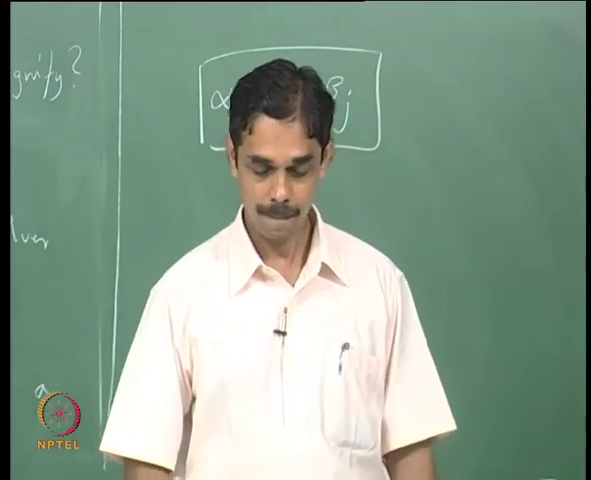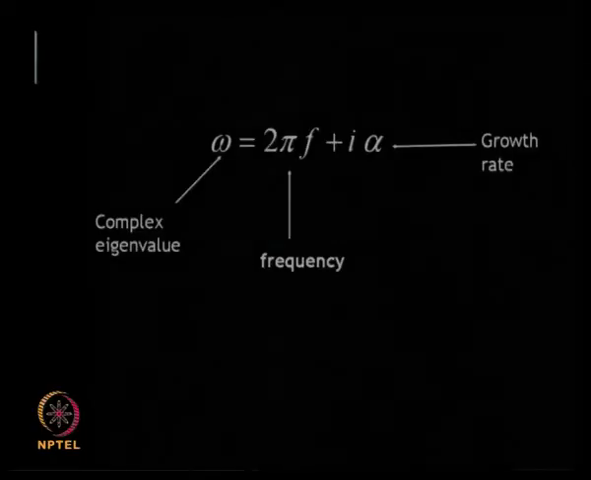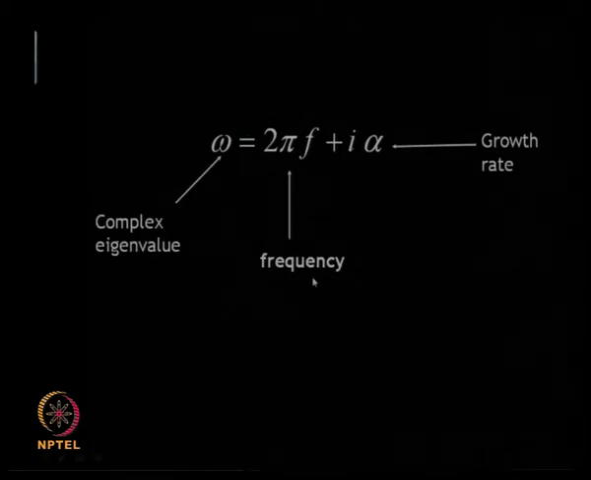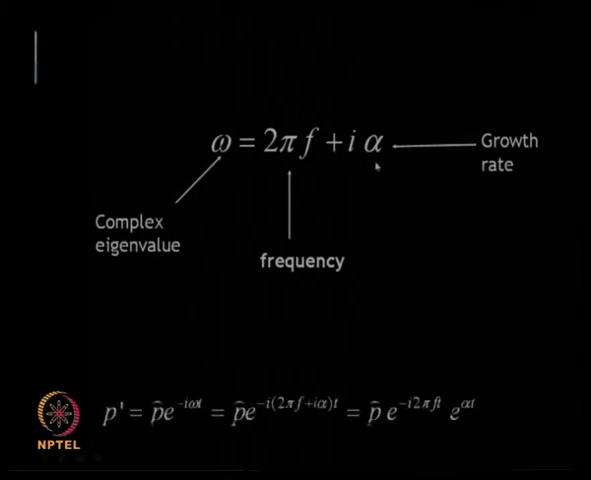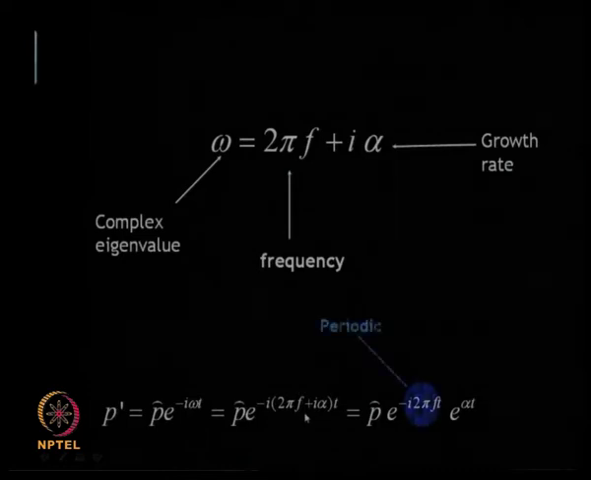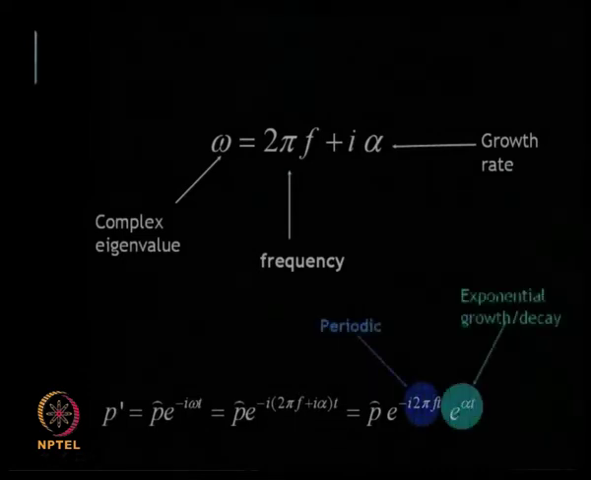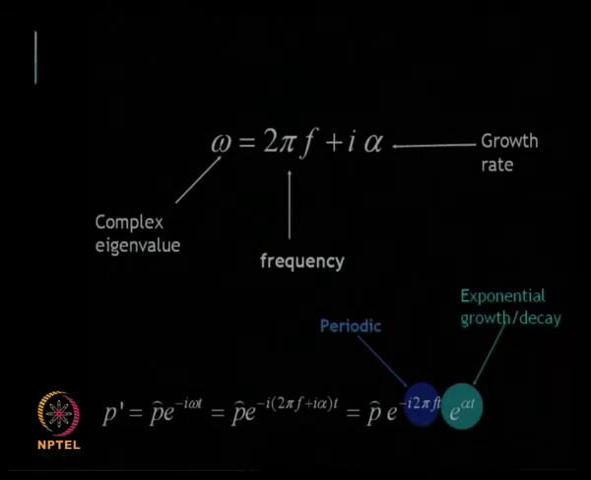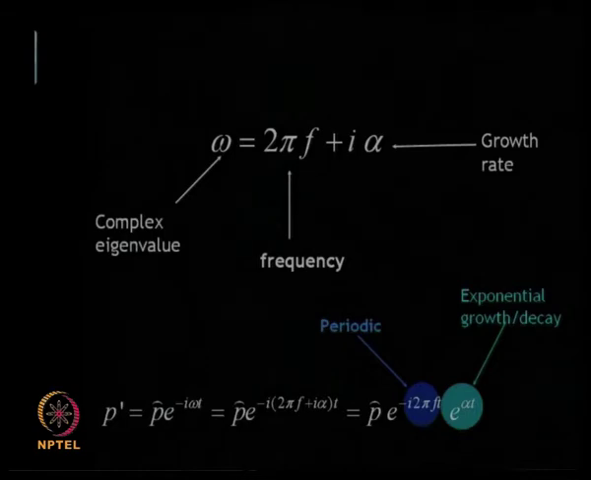So we have this equation: omega is 2 pi f plus i alpha, where f is the frequency and alpha is the growth rate. If you write p prime is p hat e to the power i omega t, we can substitute this omega in here, and you will have a periodic part and an exponential growth or decay. This is the sum and substance of it. If you have all the alphas, you have several eigenvalues. If all of the alphas are negative, then we say everything is stable and we can sleep in peace.